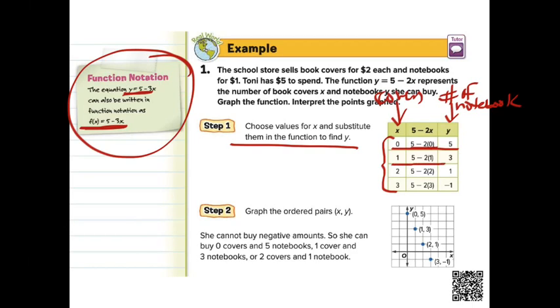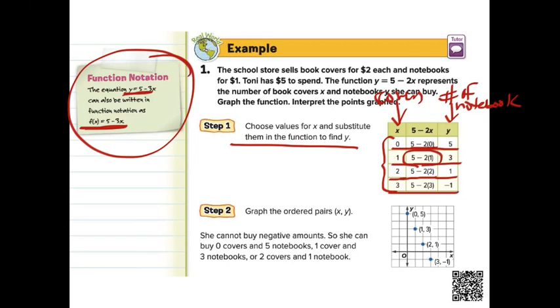Okay, let's look at 1. If x is 1, that means I bought 1 book cover. If I buy 1 book cover, I plug in my formula, 5 minus 2 times 1, and I get 3. So if I buy 1 notebook cover, I can purchase 3 notebooks. Next one, if I buy 2 notebook covers, $5 minus $2 for each of my 2 book covers, and I'm left with 1 notebook I can purchase.